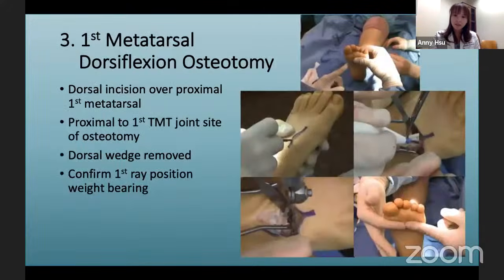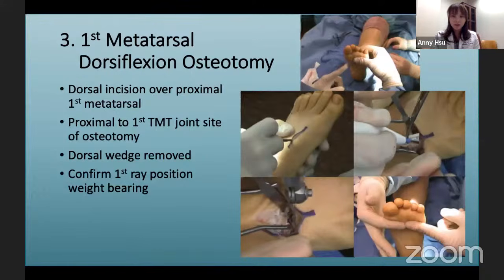The next part of the procedure, I typically go to the next bony work, which would be addressing the first metatarsal plantar flexion. So in order to correct the plantar flexion, essentially, it sounds very straightforward. We are elevating and dorsiflexing the first ray. So a dorsal incision is made over the proximal first metatarsal, and after retracting the extensors laterally, then you can dissect down onto the bone, do your periosteal dissection, measure approximately 1 centimeter distal from the tarsometatarsal joint.